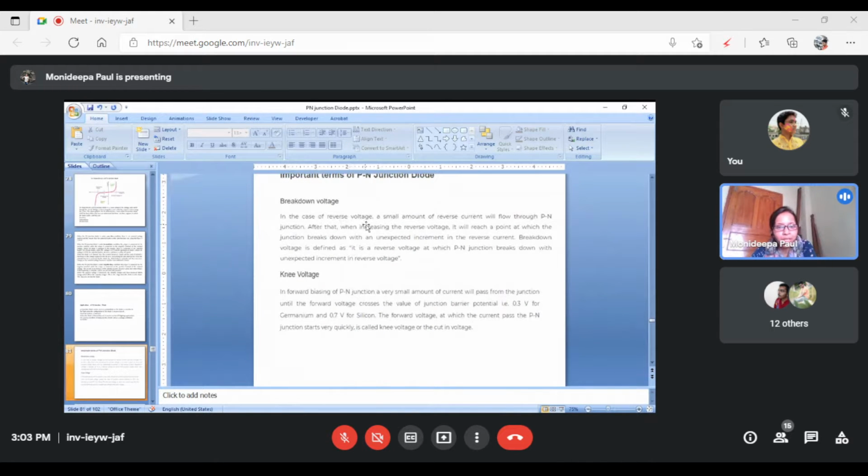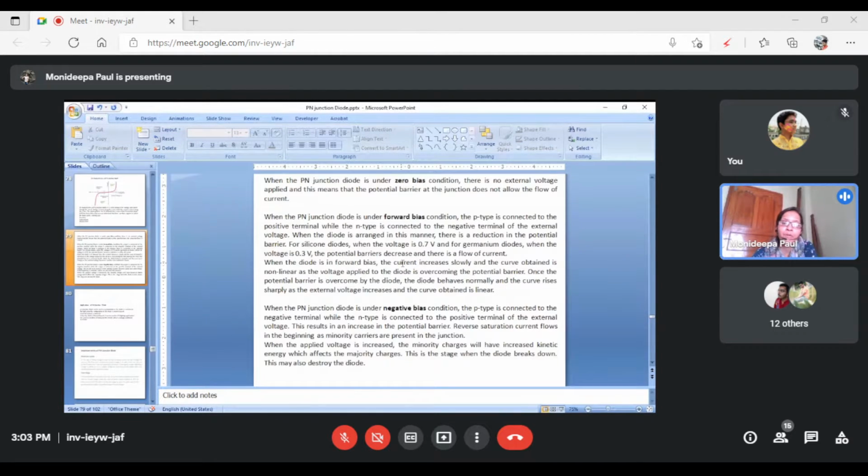In case of reverse voltage, a small amount of reverse current will flow through the PN junction due to the minority carriers. After that, when increasing the reverse voltage, it will reach a point at which the junction breaks down with an unexpected increment of reverse current. Breakdown voltage is defined as the reverse voltage at which the PN junction breaks down with an unexpected increment of reverse current. This is called breakdown voltage.